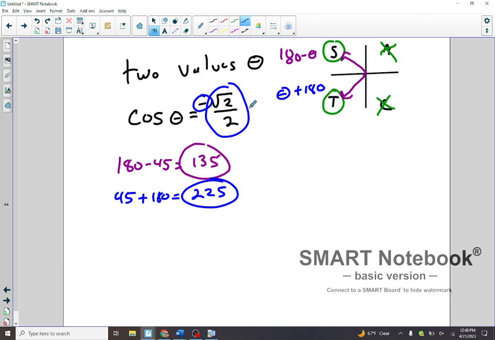If it was positive, your two answers would be 45, because that would cause a positive situation, and then over here you could put negative 45, or you could put 315, which in this section is 360 minus theta. You're kind of doing it in reverse. I'm telling you the answer is negative root 2 over 2. What causes that answer? And then you do it in reverse, effectively.